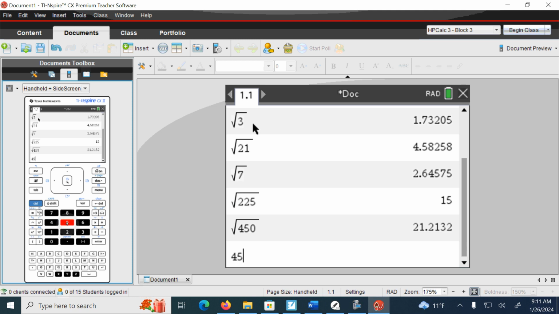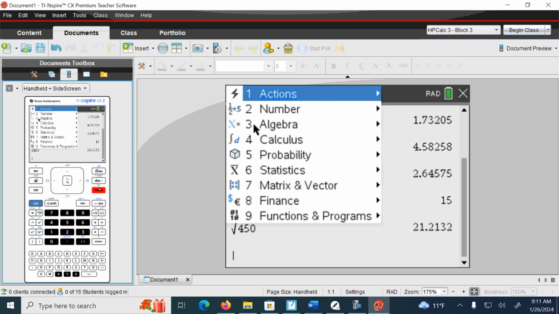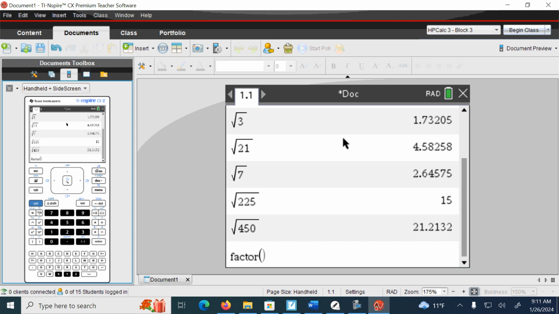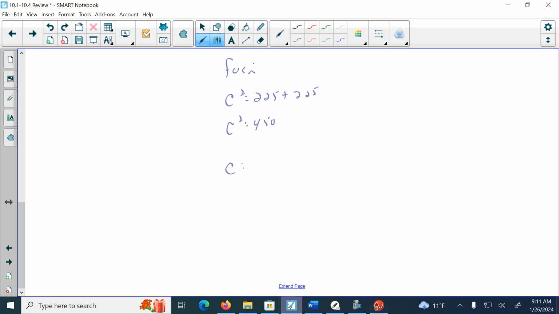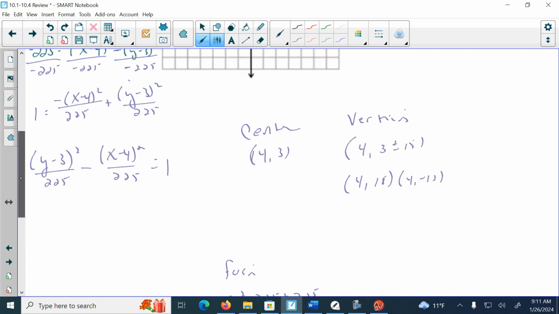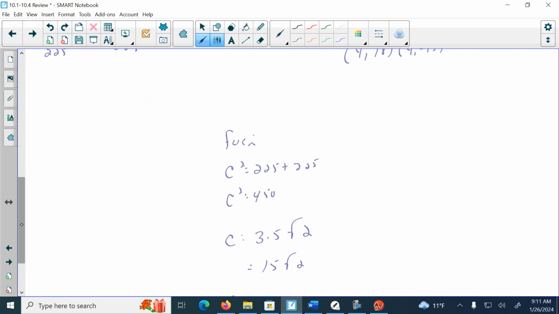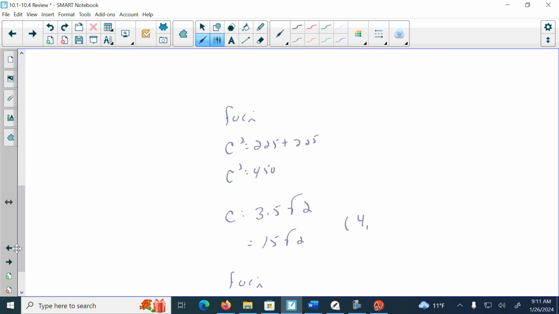So what I'm going to do is I'm going to do 450. Actually, I'm not going to do that. I'm going to do menu, number, factor, 450. And I see that it has 2 3s and 2 5s. So this is going to be 15 times the square root of 2. So my foci is going to be, my x coordinate stays the same, so it's going to be 4, and then 3 plus or minus 15 square root of 2.